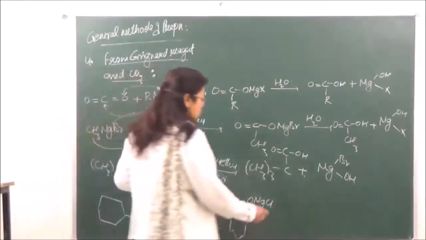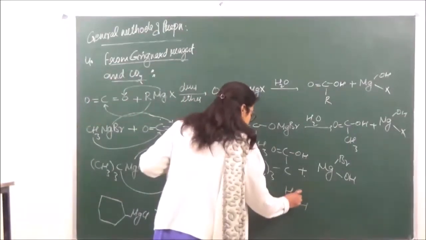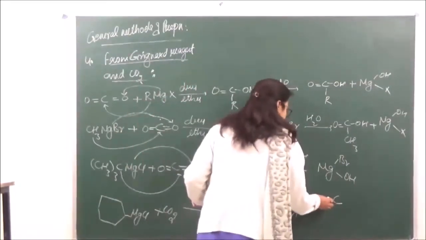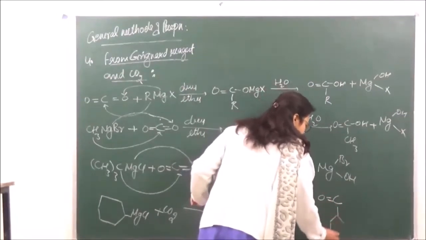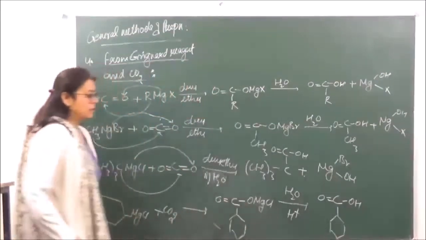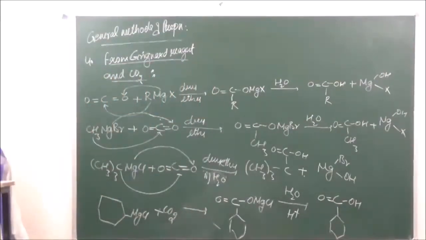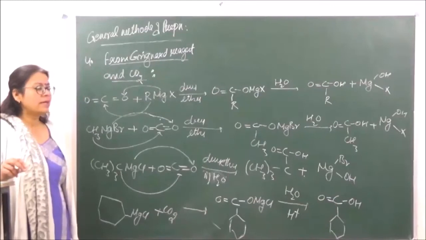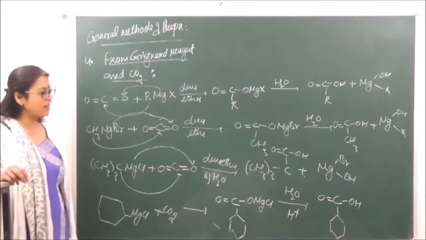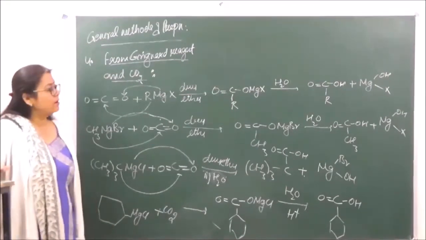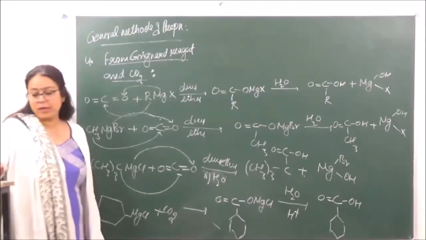And after that, when we do the hydrolysis of this in presence of H positive, this is going to give us C double bond O and OH. Okay, so this is going to be the product which we are getting, cyclohexyl carboxylic acid. This is how you are going to name it. Cyclohexyl carboxylic acid, plus we will get MgCl and OH. So this is how we can prepare the carboxylic acids from the Grignard reagent.